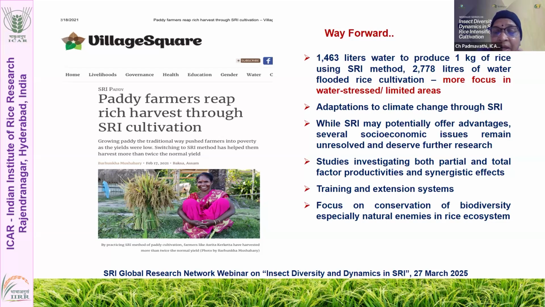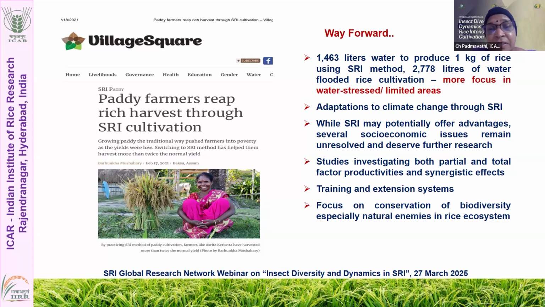But still, in spite of all these advantages, we do have several socioeconomic issues that have to be resolved, and a lot of factors are responsible for continuation or discontinuation of SRI, which we may have to really focus on. And though we know that there are 6 practices which are most important, still, using only 1 or 2 practices also, farmers are able to get good yields. So the partial factor productivities, and if there is any synergy between the factors, also have to be worked out, so that if farmers adopt only the major factors, they should get maximum impact.